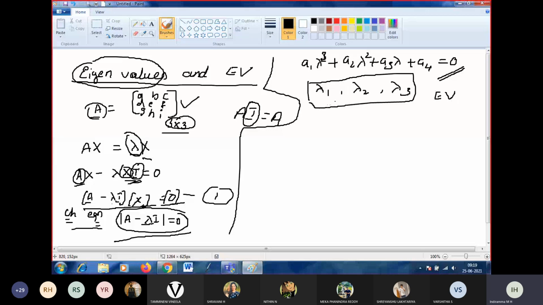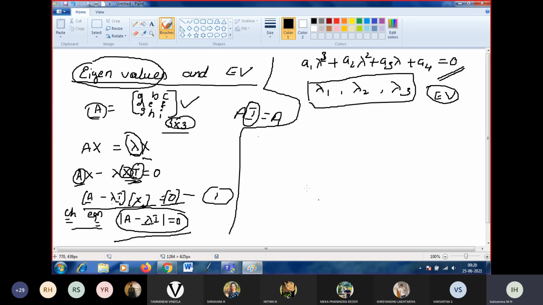The corresponding eigenvectors we have to find out. The eigenvalues can also be called characteristic roots of the characteristic equation.